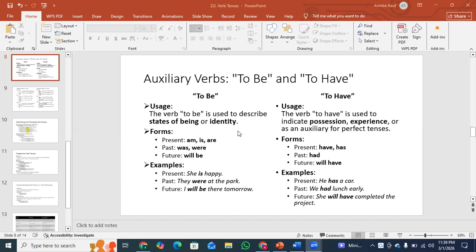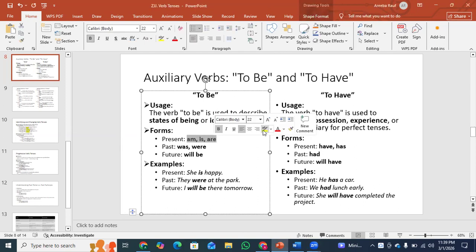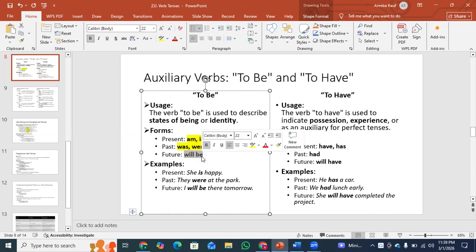So let's discuss the usage of "to be" and "to have." Let's discuss the usage of "to be" first. "To be" simply means to exist or to be something. It shows a state, condition, or identity. Like we discussed its form in present, past, and future. In the present tense, we have the simple helping verbs is, am, are. And in the past, we simply use was, were, and in future, we use will be.